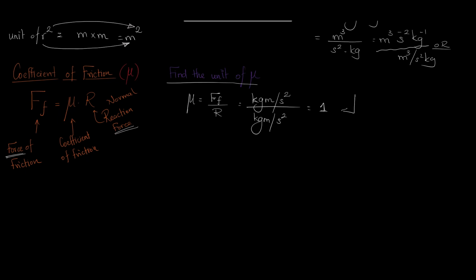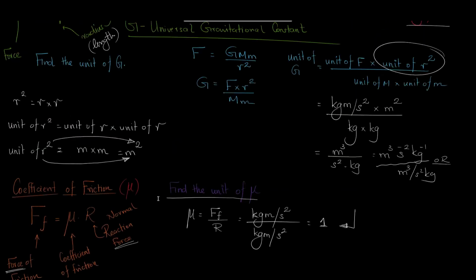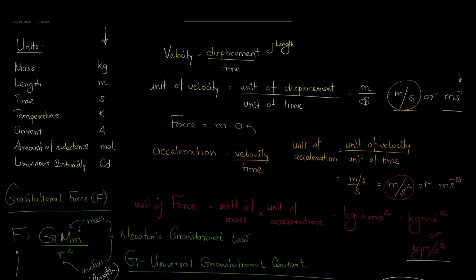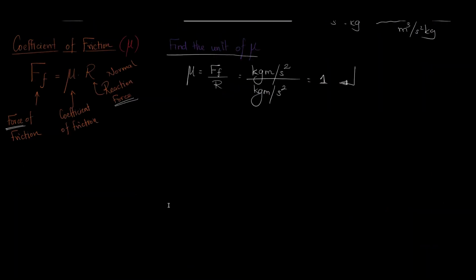So what is this? We did not learn 1 as a fundamental unit, right? So if you go back, we did not learn 1 as a fundamental unit here. So what is this thing? So this is a unitless constant, right? So if we get 1 when we try to find the unit for a constant or a quantity, then you should understand that quantity does not have a unit. So coefficient of friction doesn't have a unit.